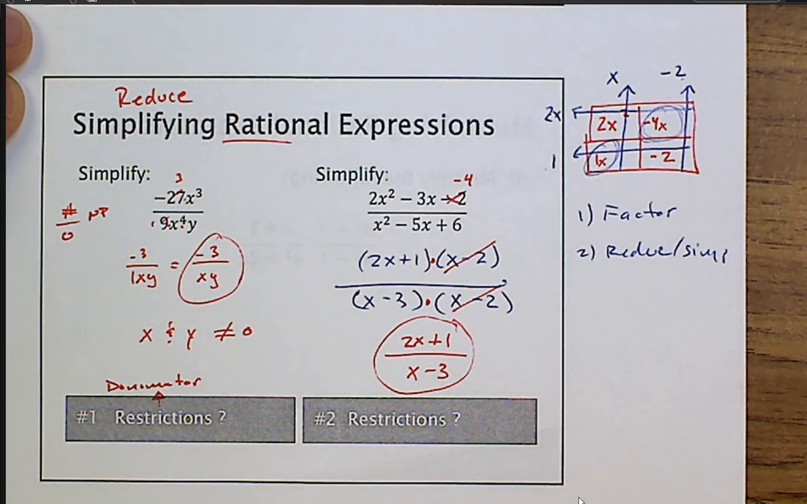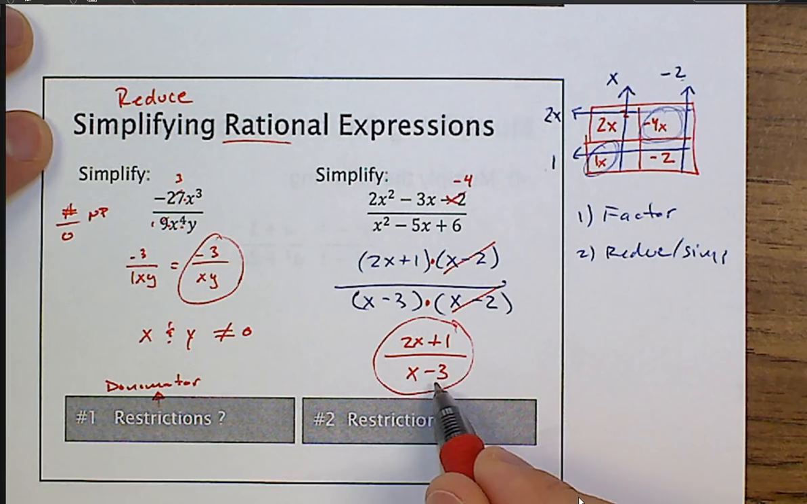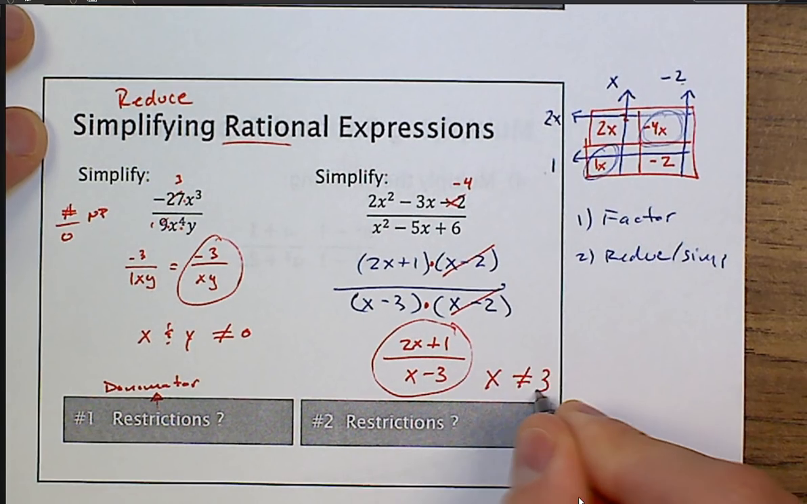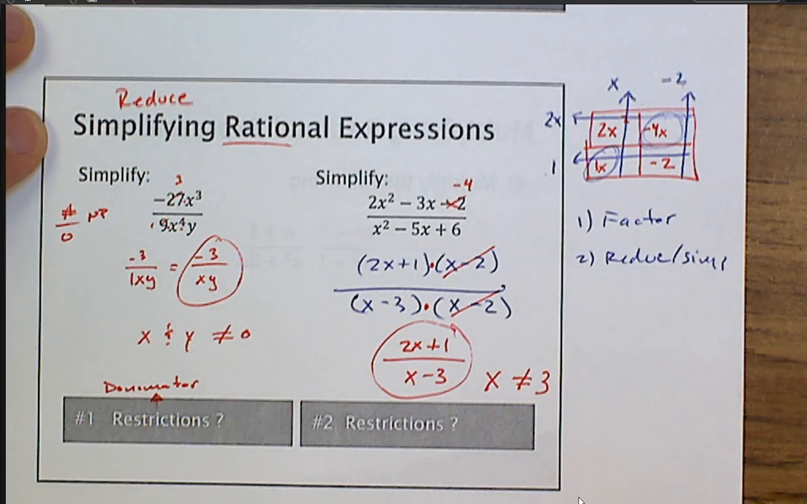Now, restrictions. Remember, restrictions deals with the denominator. What number can't x be so that you would get a 0 in the denominator? X could not be +3, because if x was +3, 3 minus 3 would give you 0, and anything divided by 0 is undefined or not possible. All right, let's keep moving there.